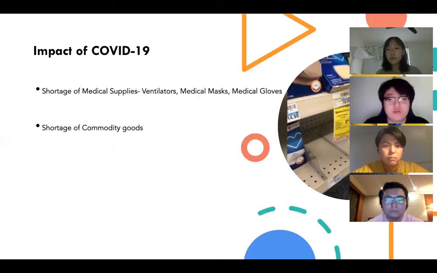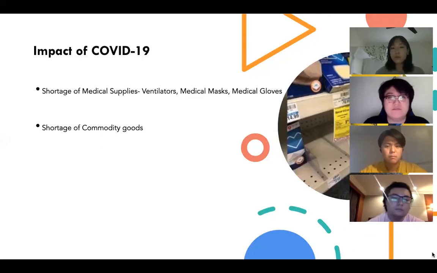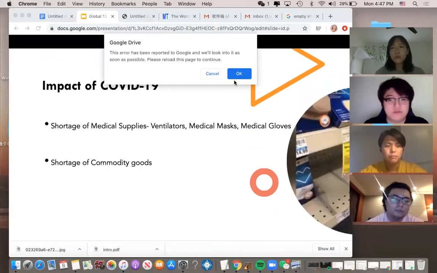And when the coronavirus finally broke out in the global north, the pandemic drove the public to accumulate goods as much as possible where there was not much on the supply end. For instance, the shortage of medical supplies such as medical masks, gloves, and commodities such as toilet paper. And those kinds of shortages make the public suffer more during the pandemic.